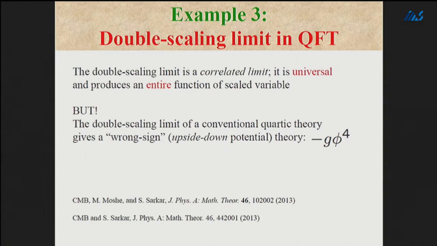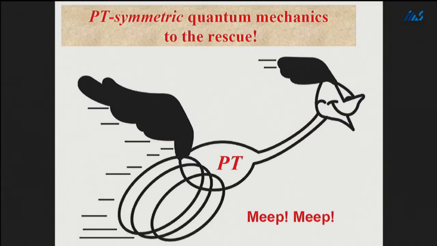involves the double scaling limit in quantum field theory. If you look at the large N limit of, say, a phi to the 4 theory, you find that you get the wrong sign. You get a wrong sign potential. You get an upside down potential theory. But in fact, there isn't anything wrong with this theory. This is merely a PT symmetric theory. And we have written 2 papers on this, showing that, in fact, there really isn't a problem. This is an upside-down potential, but I have already talked about upside-down potentials. So PT symmetric quantum mechanics comes to the rescue.